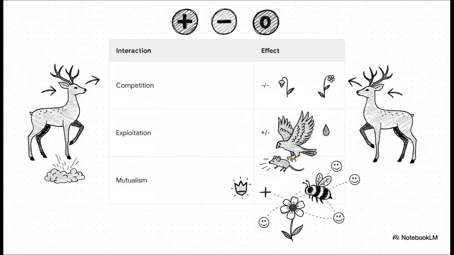So, to make sense of all these wild relationships, ecologists use this really neat visual shorthand. It's basically a plus, minus, or zero coding system, and it tells us exactly who wins, who loses, or who is completely unaffected in any ecological interaction. A plus means a species benefits, increasing its chances of survival and reproduction. A minus means it's harmed. By grouping interactions into this simple little matrix, we can decode the entire complex drama of nature. Let's break down the three main ones.